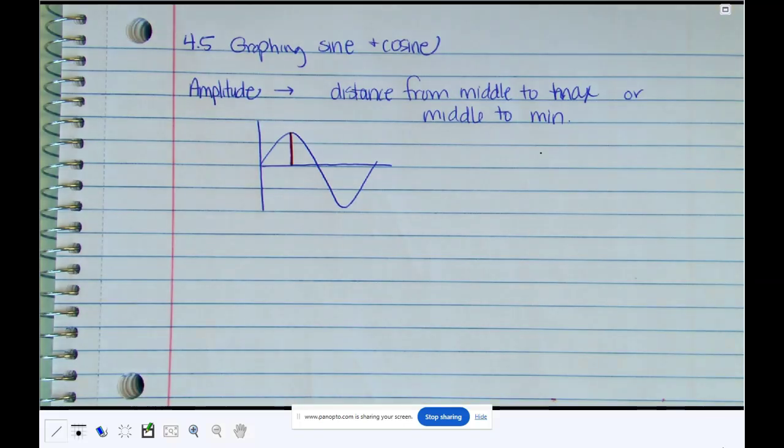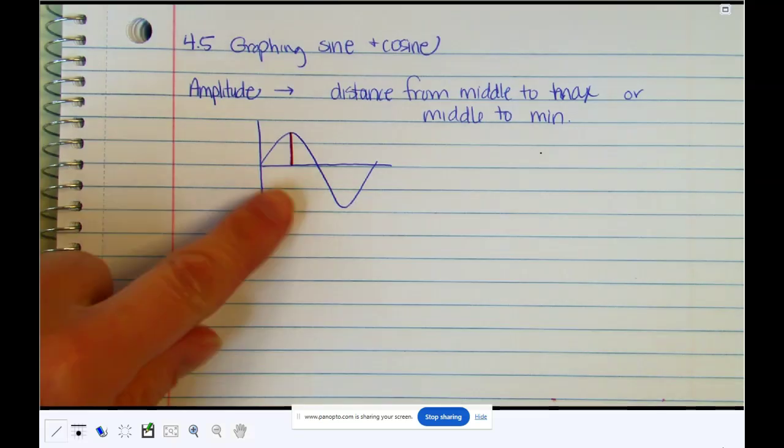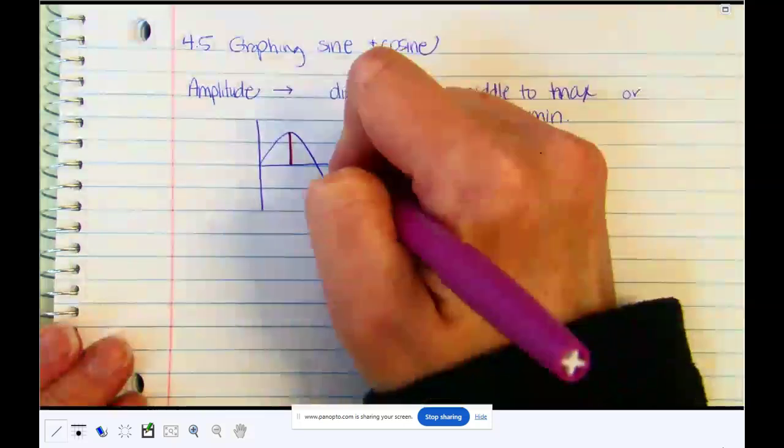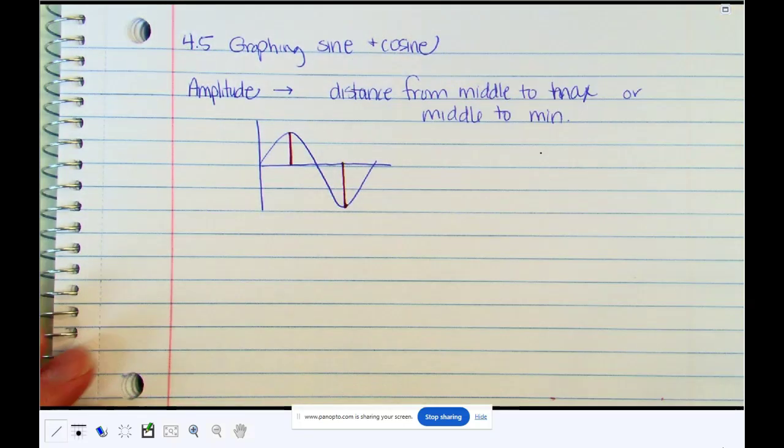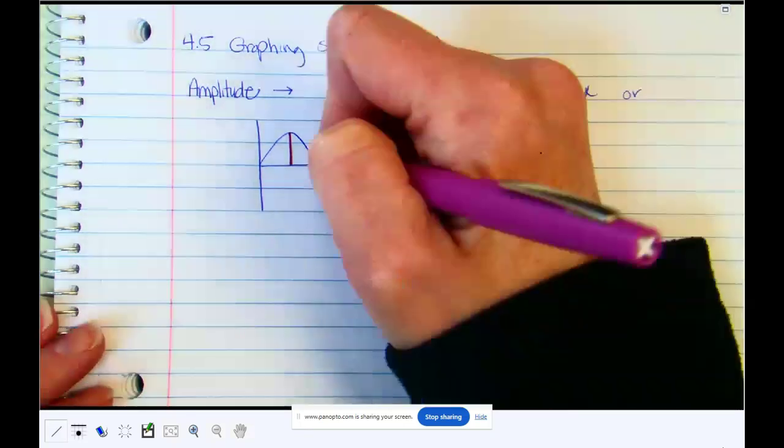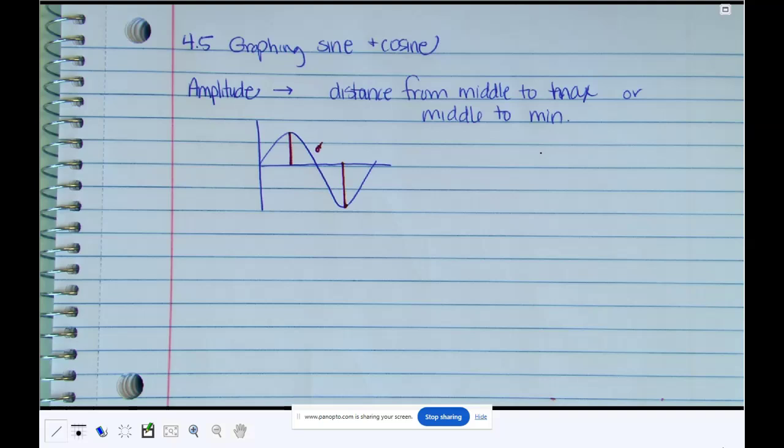That line, I believe, is called equilibrium in science class. So it just levels out. It's the middle. I don't know what else to call it. So from the middle to the top or the middle to the bottom is amplitude. Okay, one or the other, not both. It's not both of them. That says or, that's what that says there.